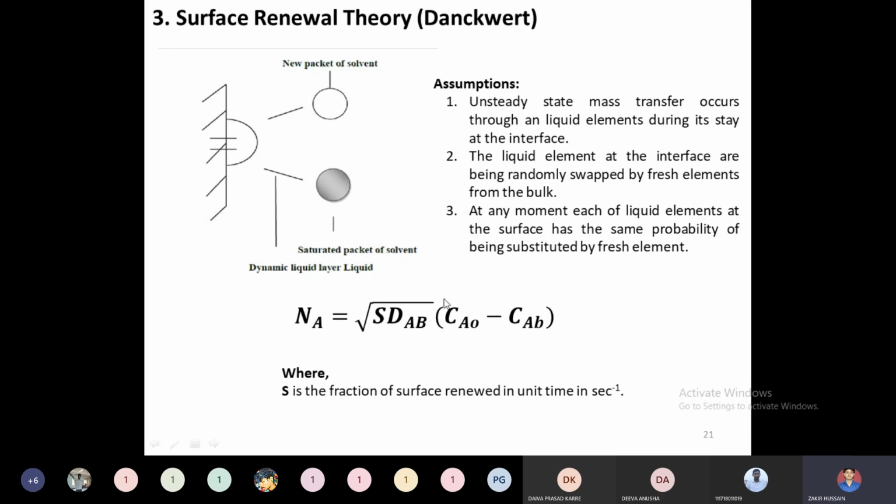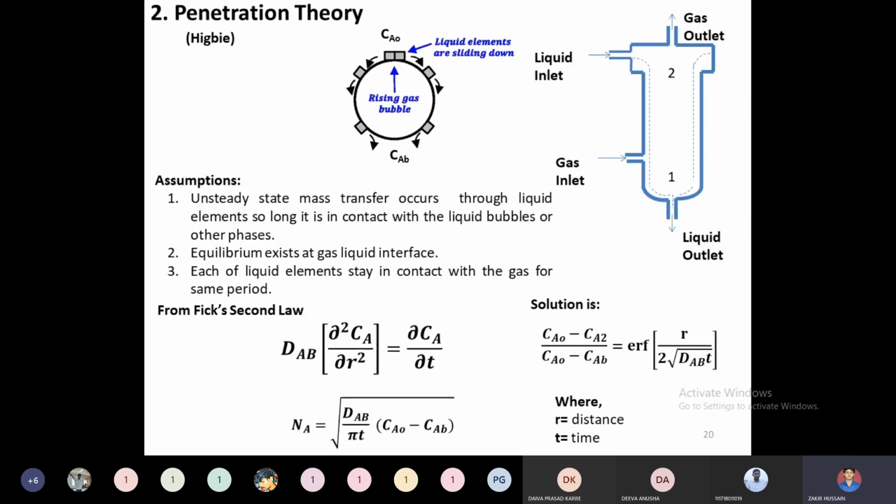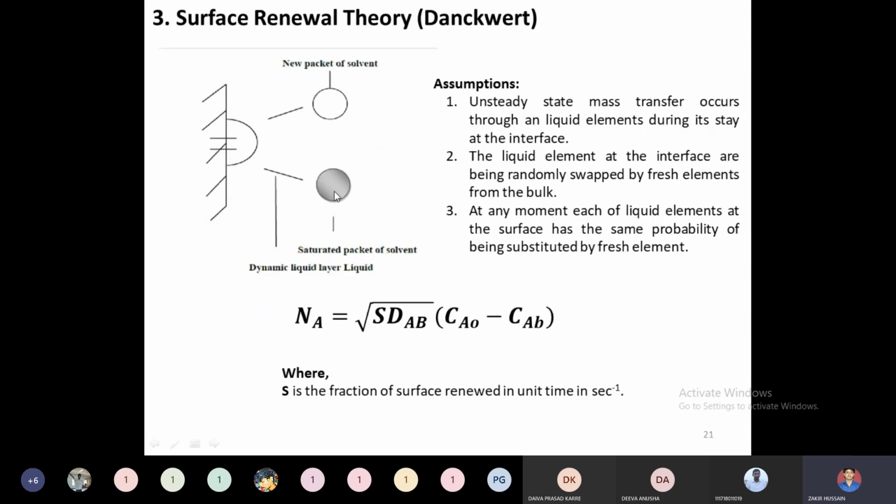So he has directly given the flux equation, in which the flux is directly proportional to the square root of the diffusivity. In it, the quantity S is the fraction of surface that is replaced per unit time. In the penetration theory, time is constant for every liquid packet. Here time is not constant, whereas he is considering the surface of the bubble. Whatever the surface is, the fraction of the surface of the bubble is being replaced every time. He is referring to how much time the fraction takes to be replaced. That's why he has given the flux equation in such a way that it also depends on the fraction of the surface that is renewed in unit time.